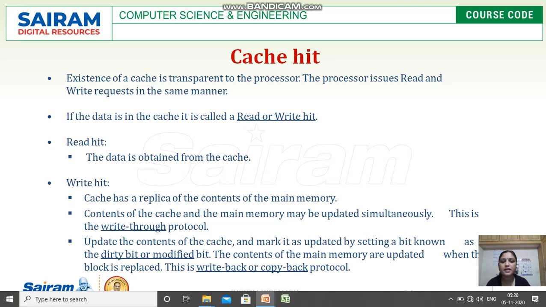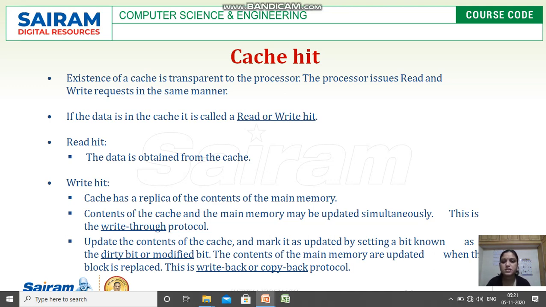Before moving to the actual replacement algorithms, we will see what a cache hit actually is. The existence of a cache is transparent to the processor. That is, the processor will never come to know that there is an intermediate memory between the main memory and the processor. The processor issues read and write requests in the same manner. If the data is in the cache, it is called a read or write hit. A read hit means the data is obtained from the cache. A write hit means the cache has a replica of the contents of the main memory. The contents of the cache and the main memory may be updated simultaneously.